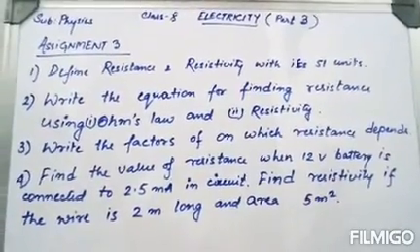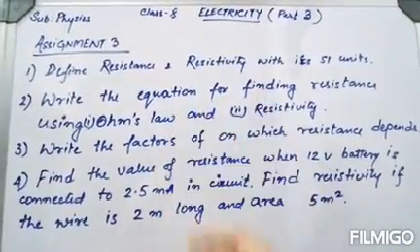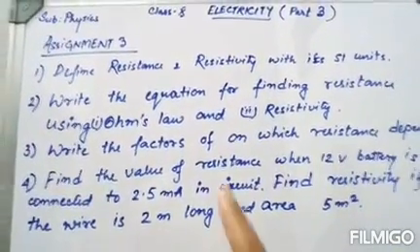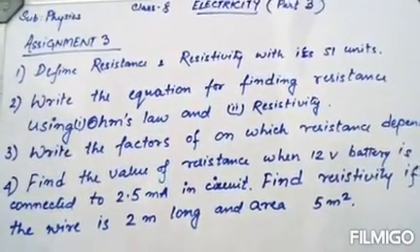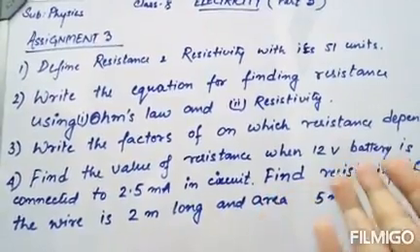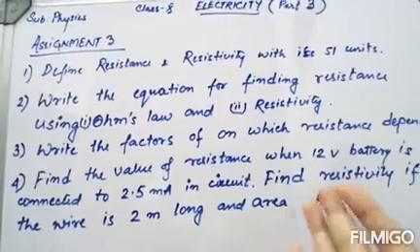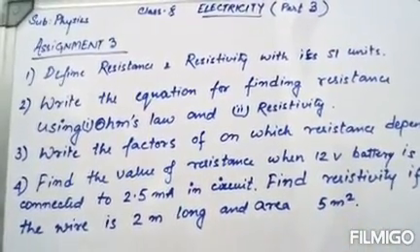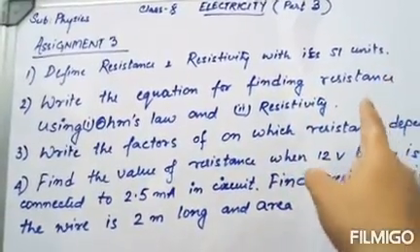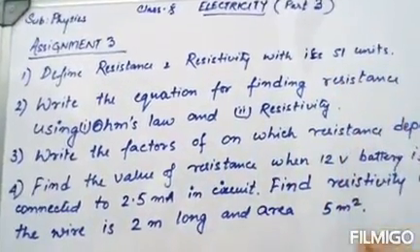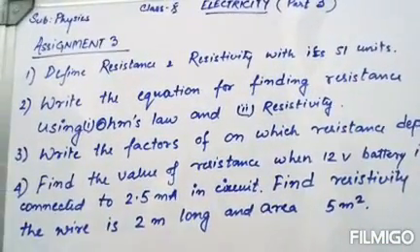So at the end of this lecture video, I have a few questions for you. It is for your assignment 3. First is define resistance and resistivity with its SI unit. I have already given you the points. Write it down in your copy. Okay, note it down. Next is write the equation for finding resistance. You need to write the equation only, for finding resistance.